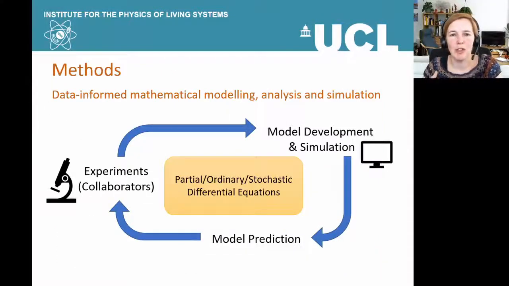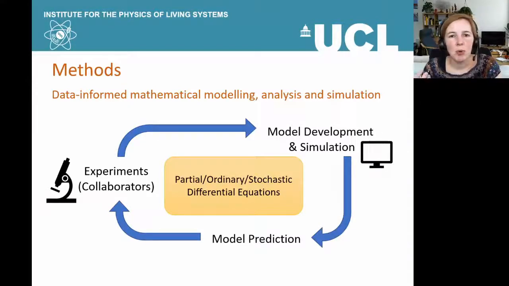So the general cycle that my group goes through is we work with experimental collaborators. So typically, we don't do the experiments ourselves, but we work with the data, and the data then informs a hypothesis, and that informs what is the best model we can use to test this hypothesis computationally. Sometimes these models can be analyzed with pen and paper, but typically they need to be solved numerically in order to understand their behavior. And then we reach certain model predictions, and they can be tested against the data.